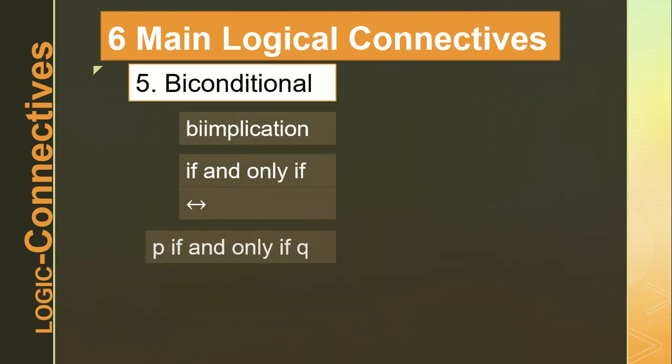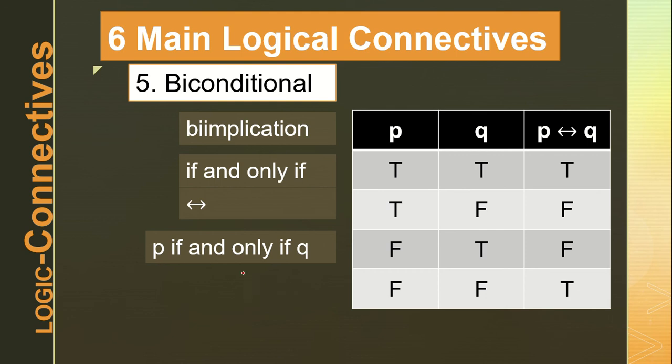Next is the biconditional or bi-implication. Now I have two arrows, and it's read as if and only if. So P if and only if Q. So we have here the different combinations. You have to take note that in the biconditional, all of the statements should have the same truth values for the compound statement to be true. Otherwise, the compound statement is false.